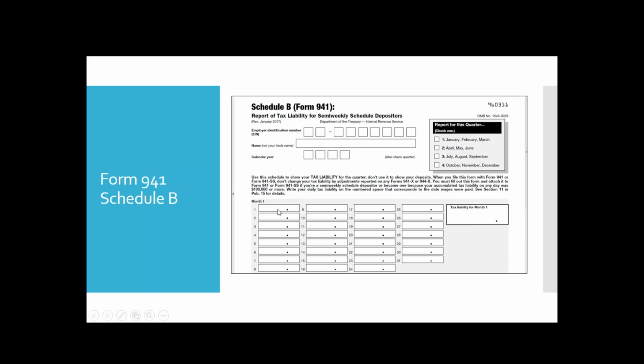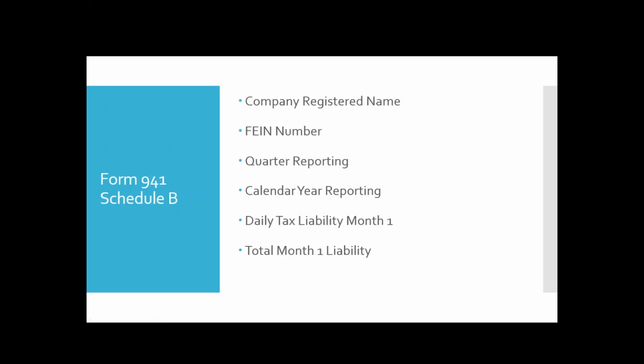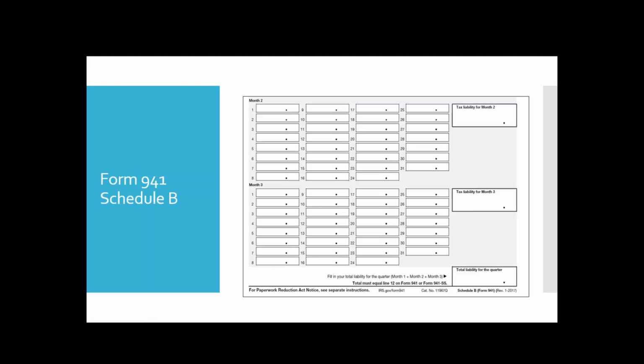If you ran a payroll on the first day of the month and the last day of the month, or the 15th and the last day, you might just have liabilities in 2 boxes, but you'll put the tax liability on the appropriate date for the appropriate box, and then the liability for the entire month. Here's month 1. And then you see the same thing repeated for months 2 and 3.